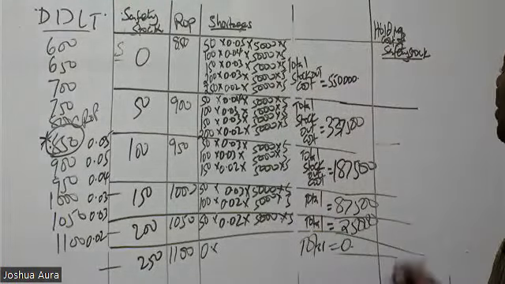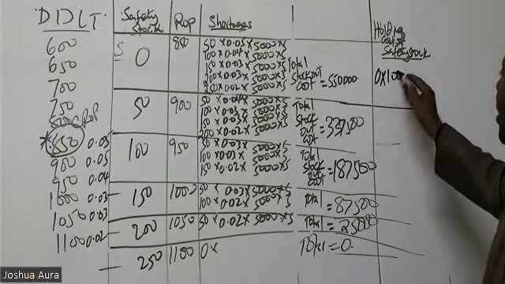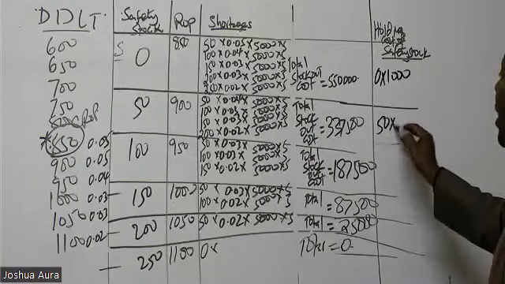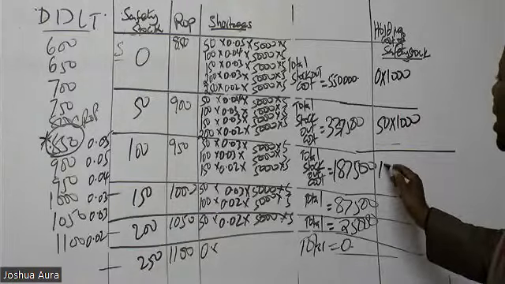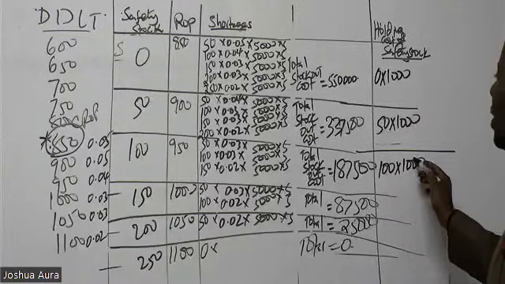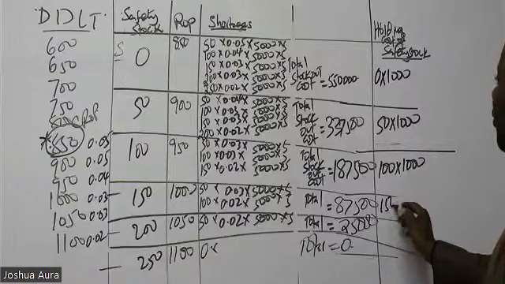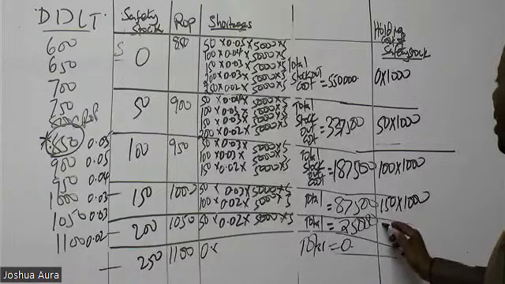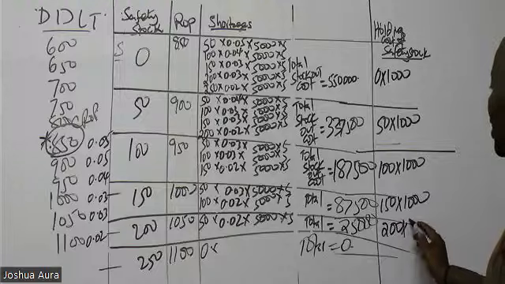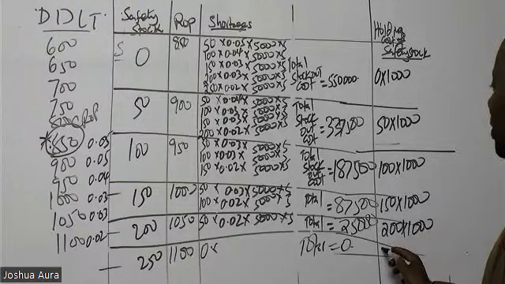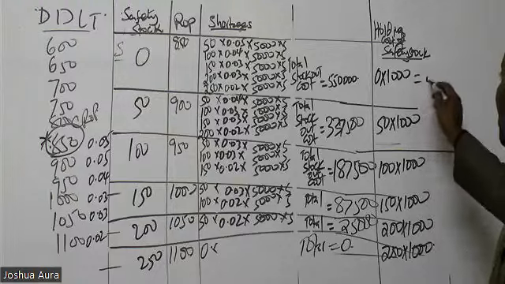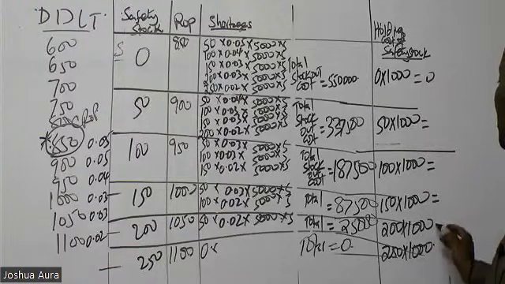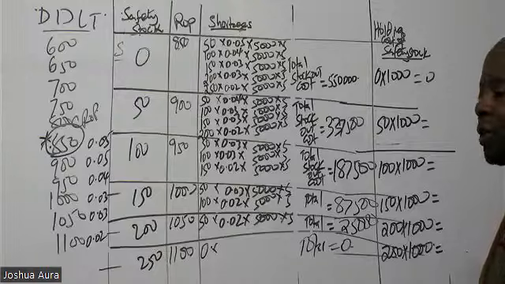So then this one here will be 0 times 1,000. This one here will be 50 times 1,000. This one here will be 100 times 1,000. This will be 150 times 1,000. This will be 200 times 1,000. This will be 250 times 1,000, like that. So the first one is 0.